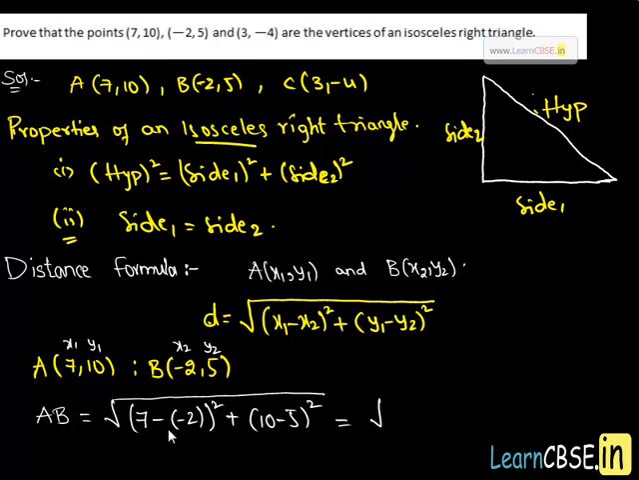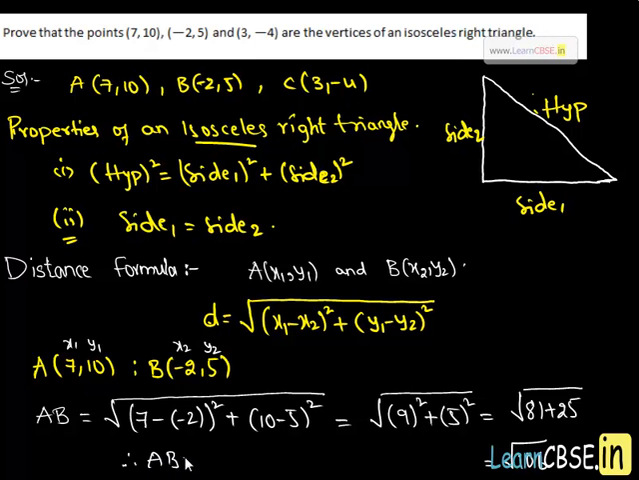7 minus of -2 is 7 plus 2, which is 9 whole square. 10 minus 5 is 5 and we have 5 whole square, which is equal to. 9 square is 81 and 5 square is 25. Sum of 81 and 25 is 106. Therefore, side AB is equal to root of 106.